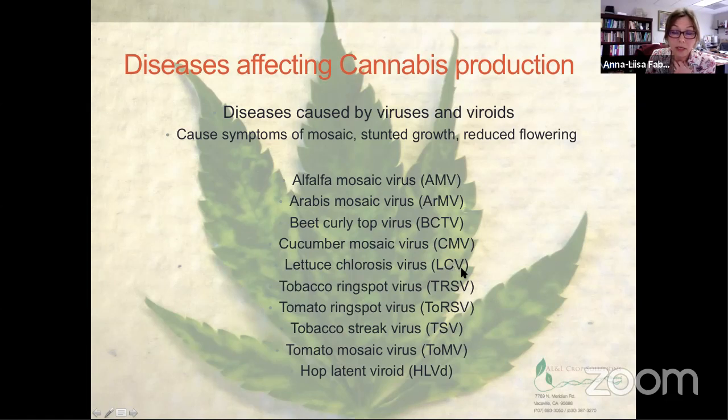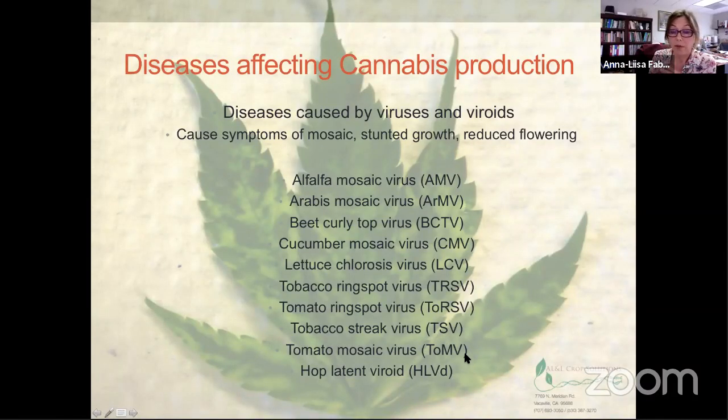Lettuce chlorosis virus is fairly new. Again, this year I found that it is affecting cannabis. It was detected in symptomatic cannabis in Israel, I think. And we do have lettuce chlorosis virus, at least here in Southern California, so that's something we may need to pay attention to. Tobacco ringspot virus and tomato ringspot virus are viruses that affect lots of crops, especially outdoors. When people are growing outdoors, there is a possibility this is in the soils in some locations. Tobacco streak virus, we have never detected from cannabis.